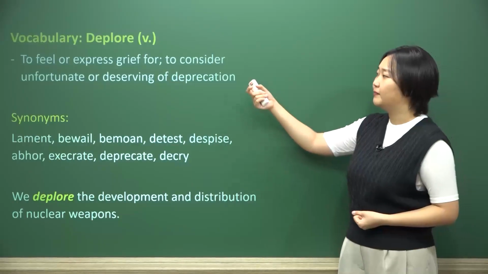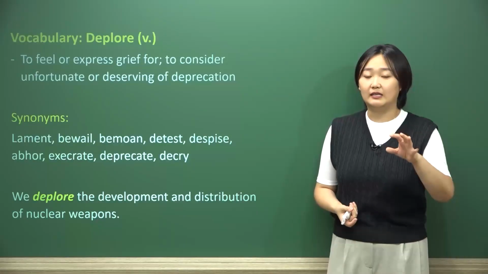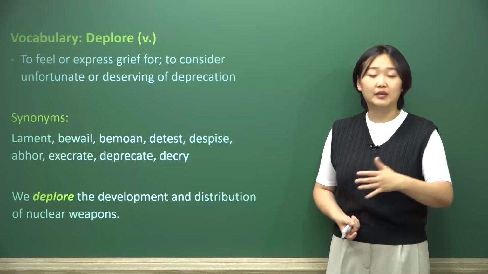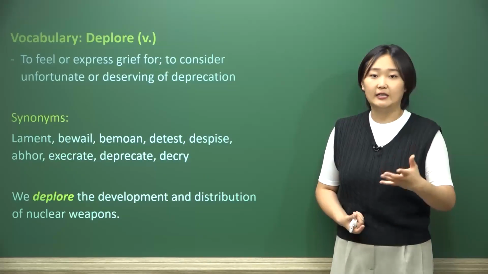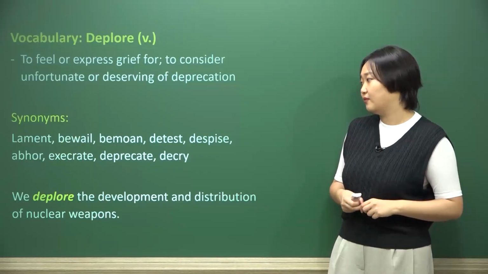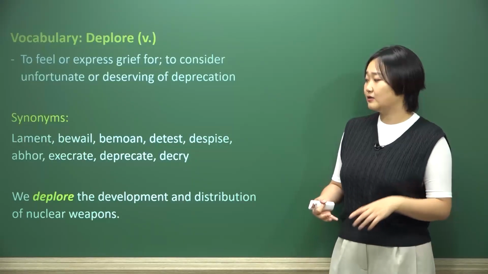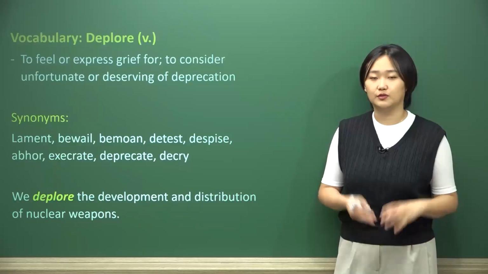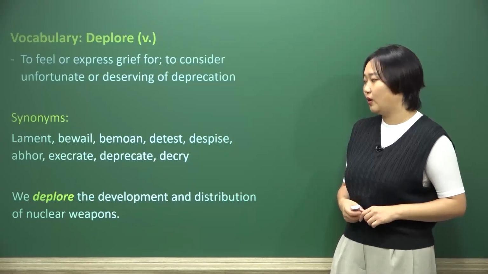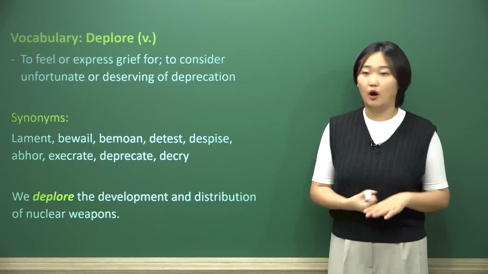We're also talking about it being to consider it as unfortunate or deserving of some kind of deprecation, that it deserves or should be understood to be less than almost as well. It should be considered less than some other thing. It is deserving of being thought of as less than. And so for that reason, I would say that from the synonyms, I think that the word bemoan is good. I would say the word deprecate is good. I'd also say maybe the word abhor is good too. Those three are the words that I would suggest. We deplore the development and distribution of nuclear weapons. We don't like it. We think we should consider it being less than. We should do other things with that.